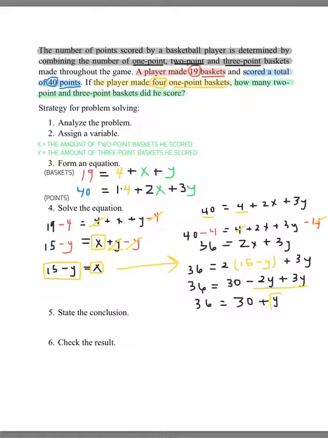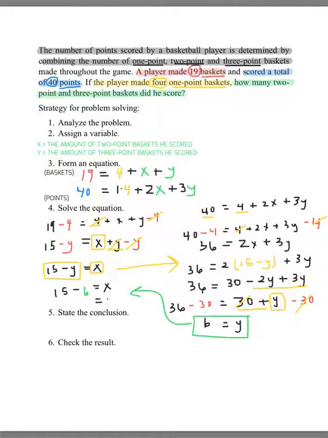And now we want to get the y completely by itself, so we want to undo this addition of 30. The only way to undo it is through subtraction, so we're going to subtract 30 from both sides. So on the left hand side, we end up with 6, and that's going to be equal to 30 minus 30 leaves us with simply y. So we end up with y is equal to 6, and now we're going to plug this in to the first equation and get the value of x. So we end up with 15 minus 6 is equal to x, and therefore x is equal to 9.